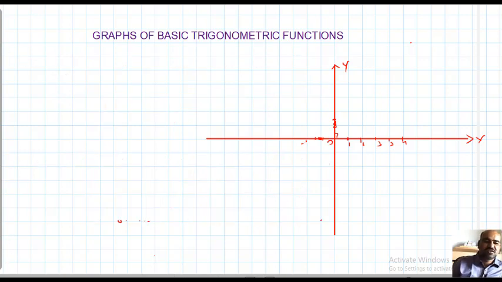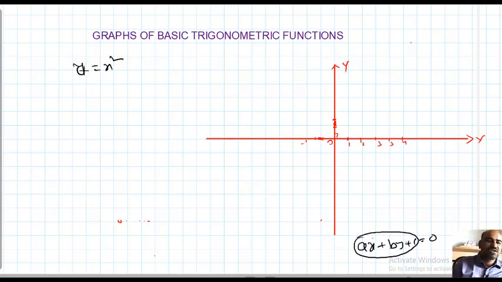Now somebody will ask, draw the graph of y equal to x square. The previous two graphs are of the form ax plus by plus c equal to 0, in other words a linear expression in x and y. But here y equal to x square is a quadratic expression in x. How to draw its graph? You just need to find its solutions.